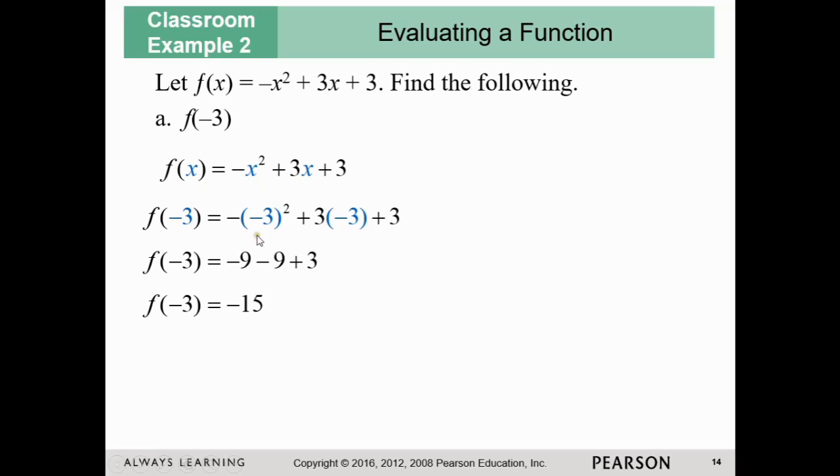The second thing to keep in mind here is, remember, this negative on the outside means you do the exponent first. You square the value first, then you apply the negative. So those are a couple things that usually go wrong with that particular question.